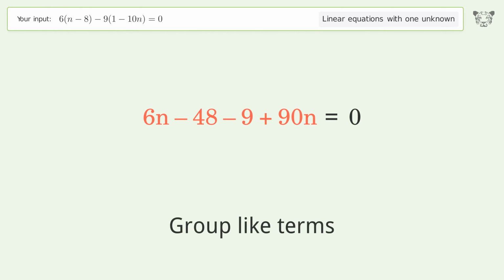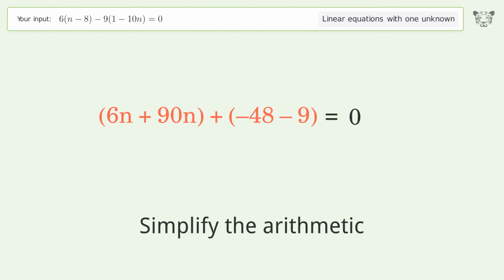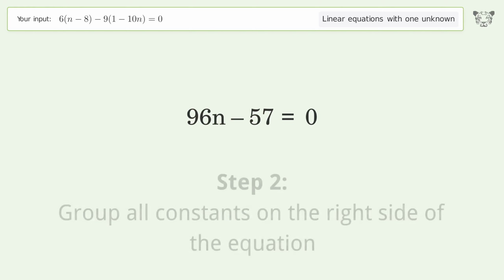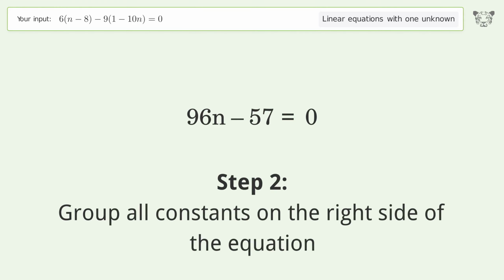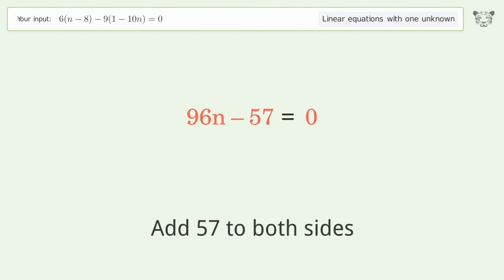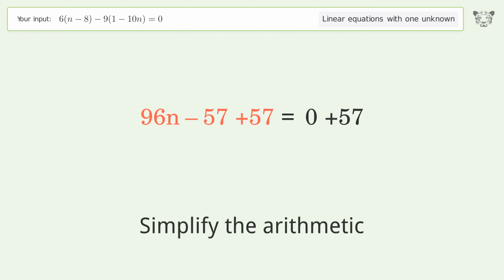Expand the parentheses. Group like terms. Simplify the arithmetic. Group all constants on the right side of the equation. Add 57 to both sides. Simplify the arithmetic.